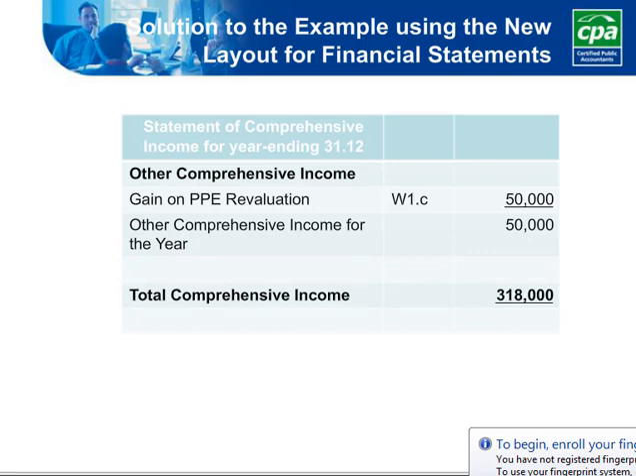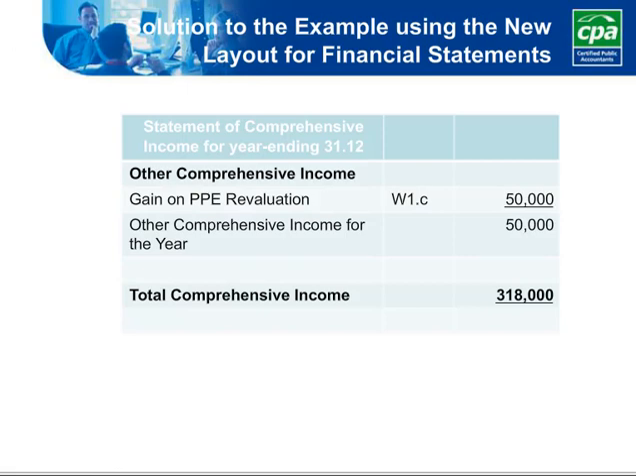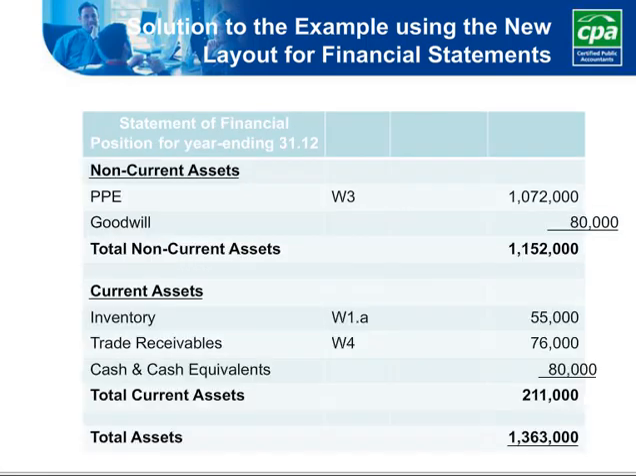We now move on to the other comprehensive income section, where we include the revaluation gain on the land of 50,000 from working 1.C. If we add the other comprehensive income total of 50,000 to the profit for the year total of 268,000, this will give us our total comprehensive income figure of 318,000, and therefore we have completed the statement of comprehensive income, and we can proceed to the statement of financial position now.